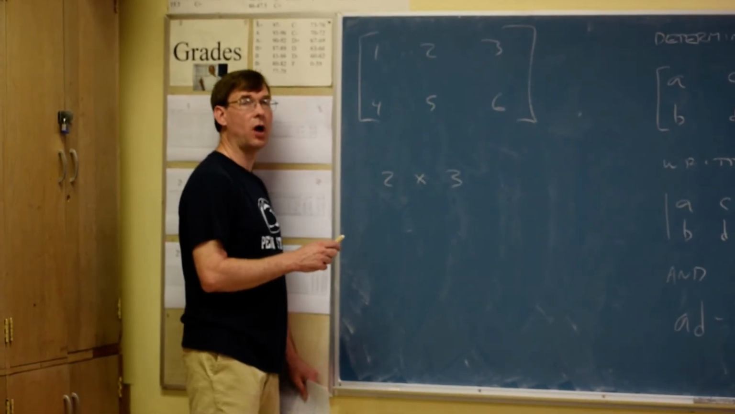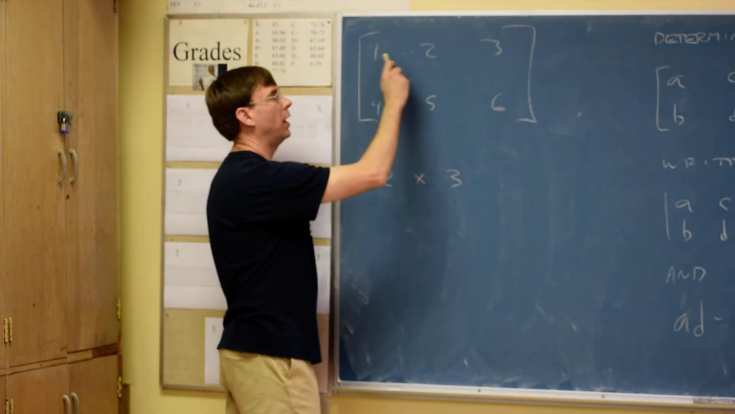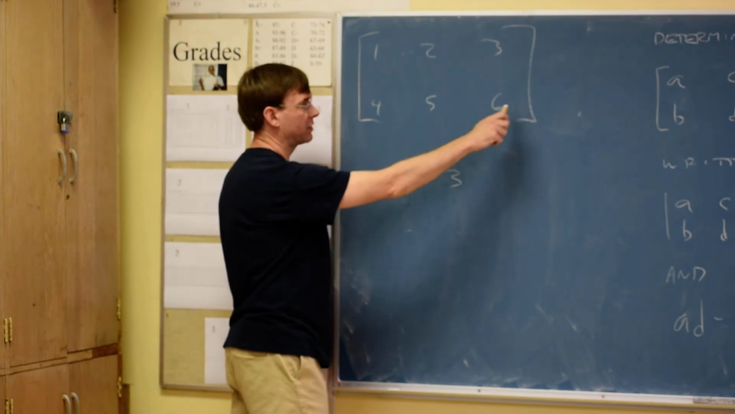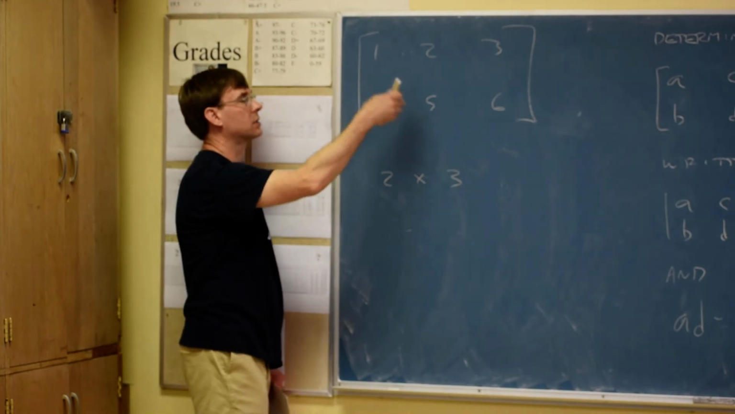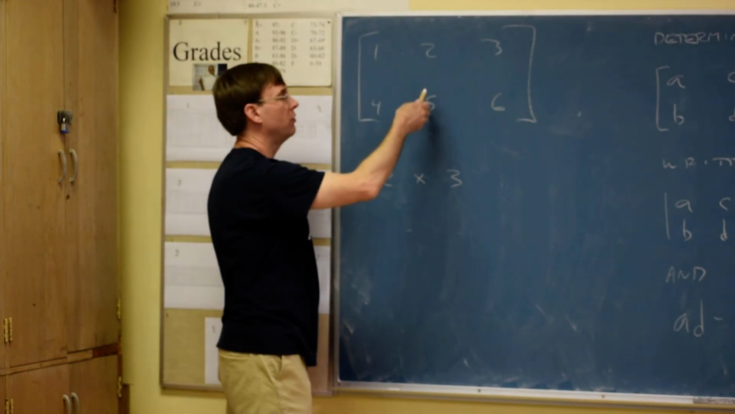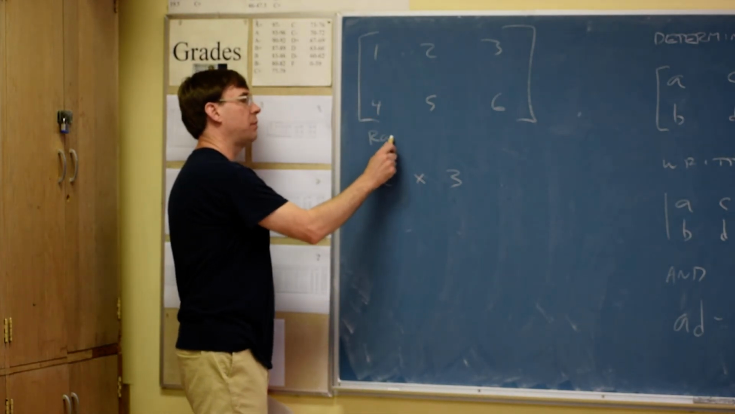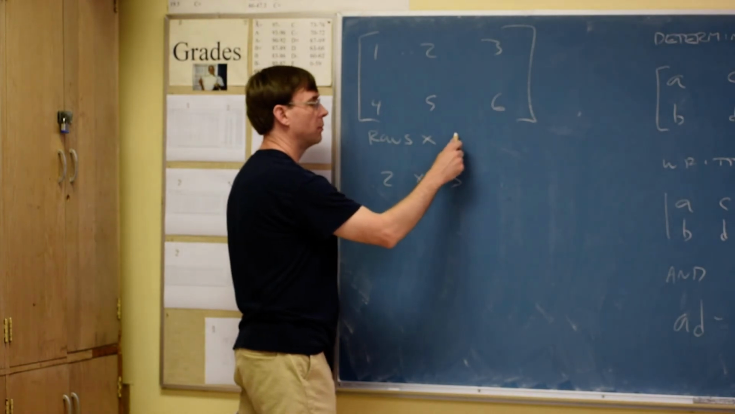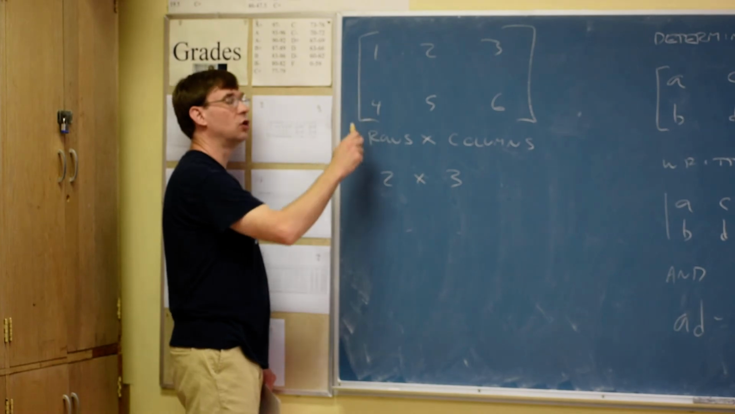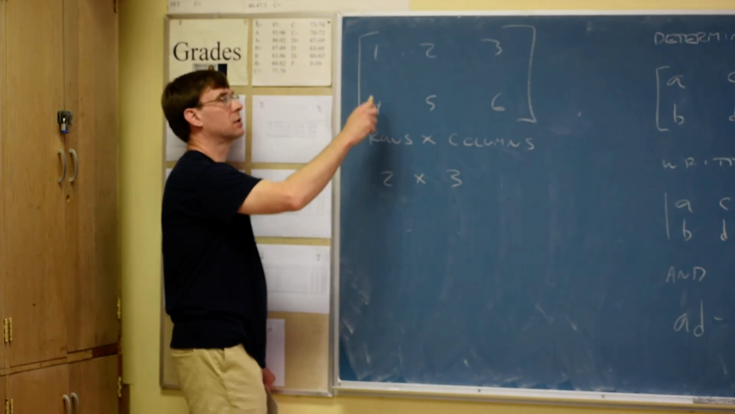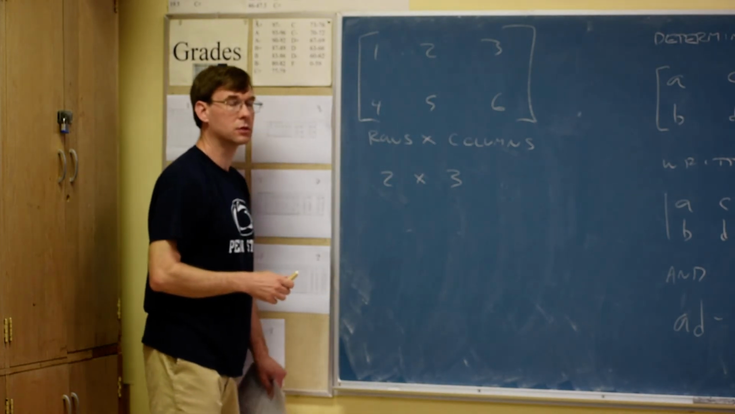For a matrix, when I'm talking about the rows, I'm talking about the parts that go across. So 1, 2, 3 is a row, 4, 5, 6 is a row. If I'm talking about the columns, I'm talking about the stacks. So 1, 4 is a column, 2, 5 is a column, 3, 6 is a column. The shapes of these are always the rows by the columns. So this matrix is a 2 by 3 shaped matrix because there's 2 rows and there's 3 columns.